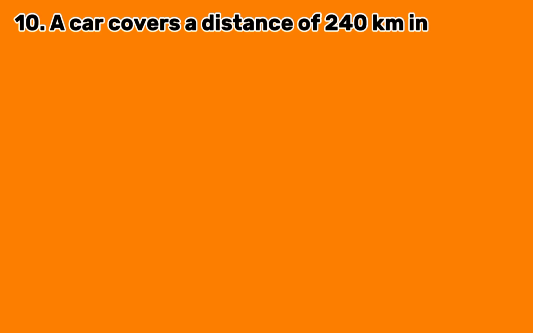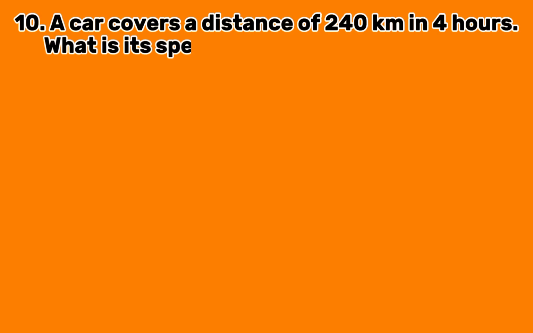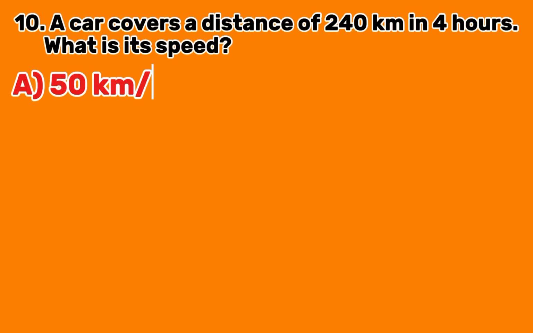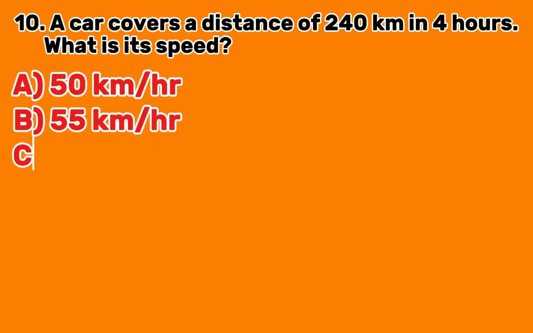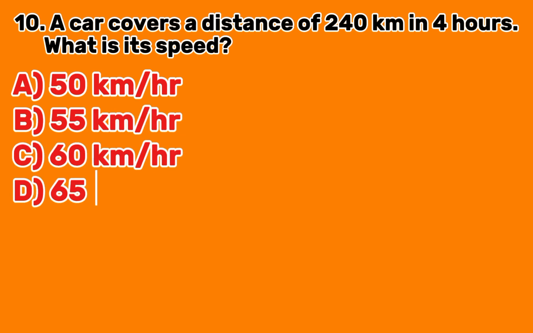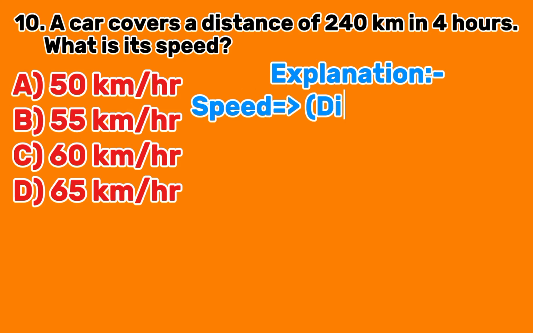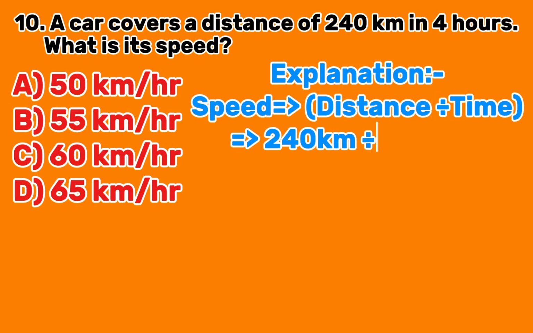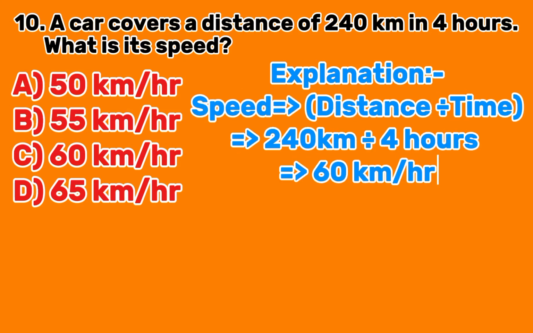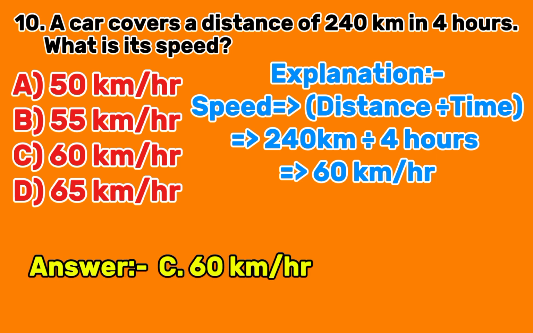10. A car covers a distance of 240 kilometers in 4 hours. What is its speed? A. 50 km/h, B. 55 km/h, C. 60 km/h, D. 65 km/h. Explanation: speed equals distance divided by time, equals 240 km divided by 4 hours, equals 60 km/h. Answer C. 60 km/h.